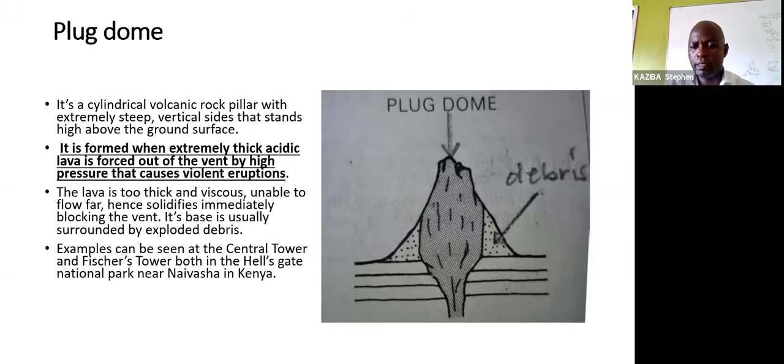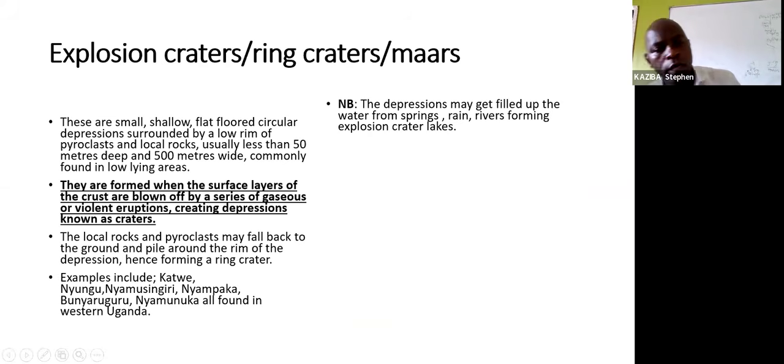So when you're done with that, you go to another landform, which is an explosion crater or ring crater or maar. Now, this one, you don't mention lava anywhere. So you begin by identifying explosion crater. Then you describe a small, shallow, flat-floored circular depression surrounded by a low rim of pyroclasts and local rocks, usually less than 50 meters deep and 500 meters wide. Now, how are they formed?